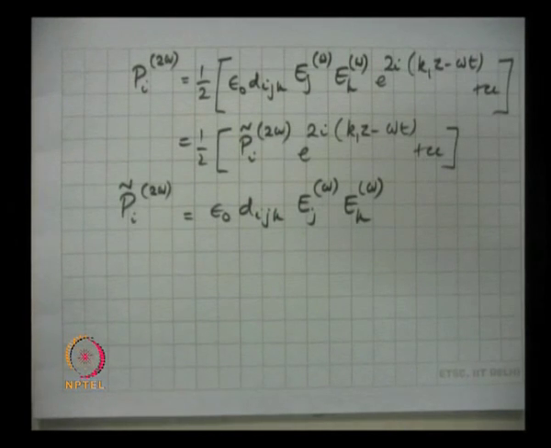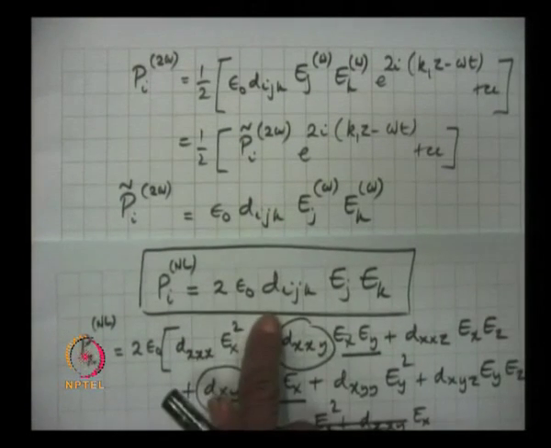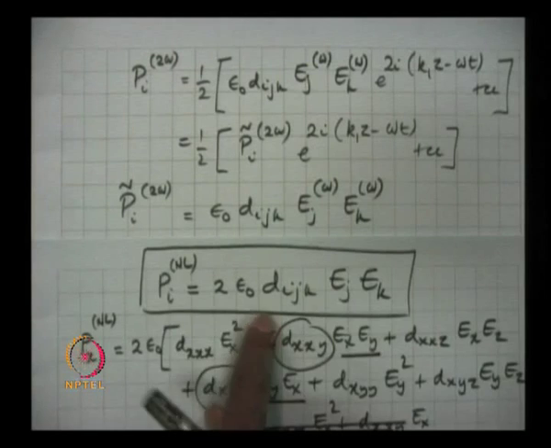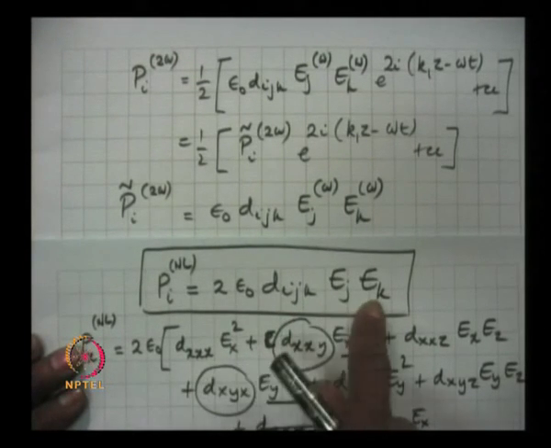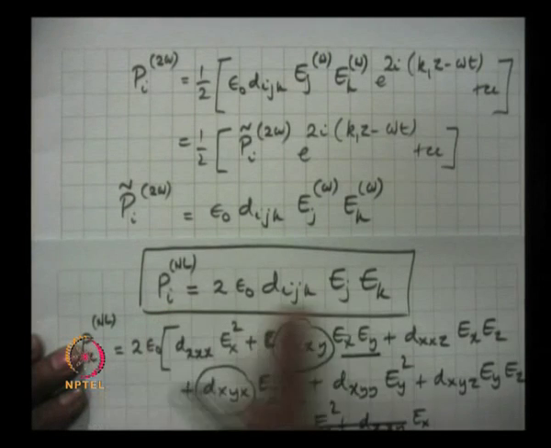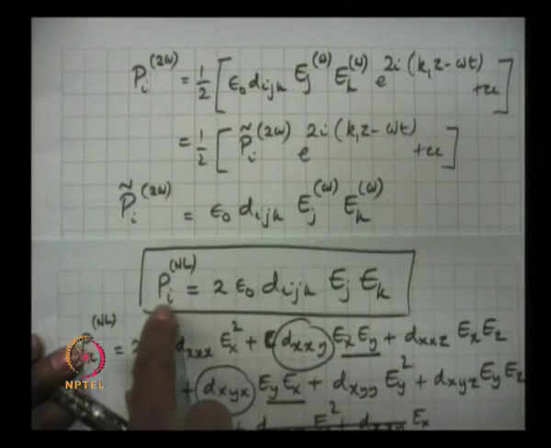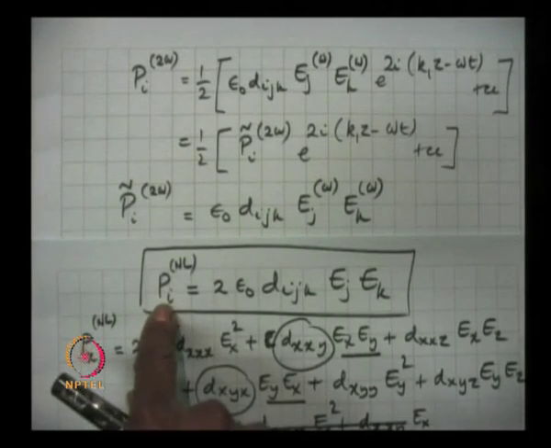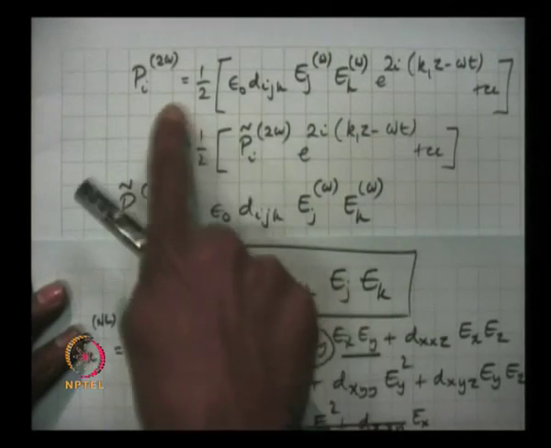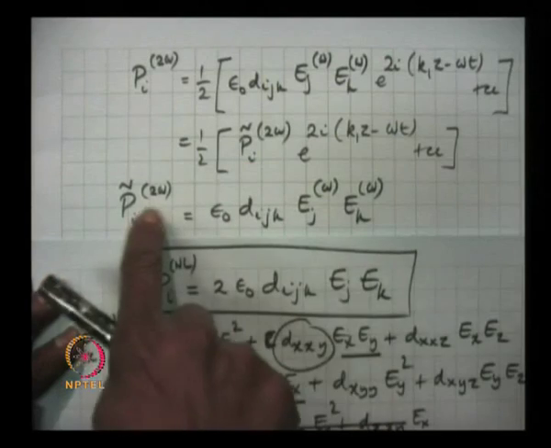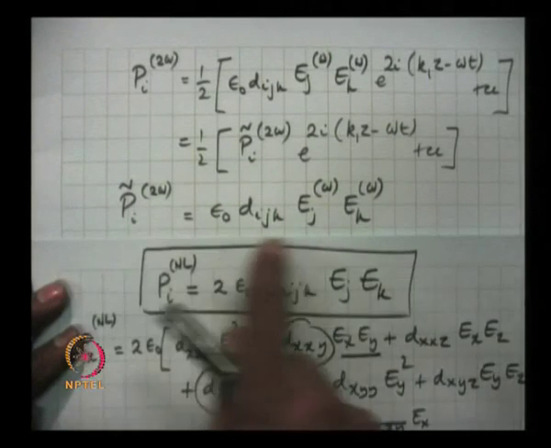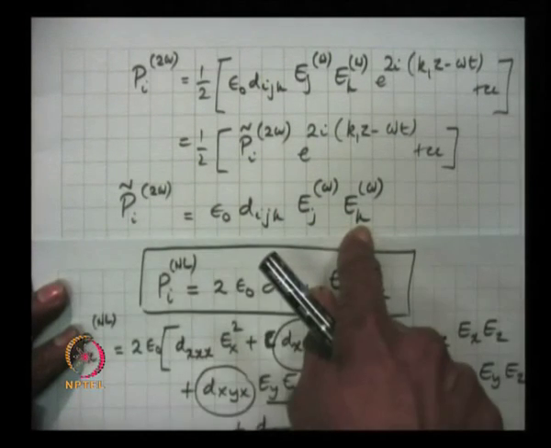Please differentiate between this equation and this equation. This is the total nonlinear polarization. There is 2 epsilon 0 d_ijk E_j E_k. This is the total electric field. This is the total nonlinear polarization. This equation here gives me the ith component of nonlinear polarization at frequency 2 omega because of the jth and kth components of the electric fields at omega.